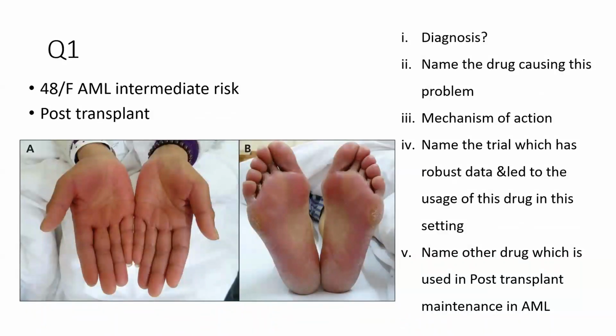Looks like HFS, sir. The drug probably causing this is gilteritinib. Mechanism of action: FLT3 inhibitor. The trial for maintenance post-transplant was the MORPHO trial, sir. And other drugs in the maintenance setting, I don't know how effective, but midostaurin, I've seen it used. Sorafenib, I've seen it used. Okay, thank you, Dr. Rohan. Dr. Aishwarya, would you like to take up this same question again?